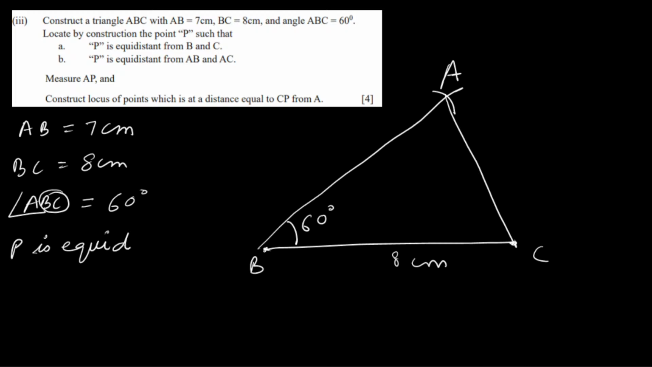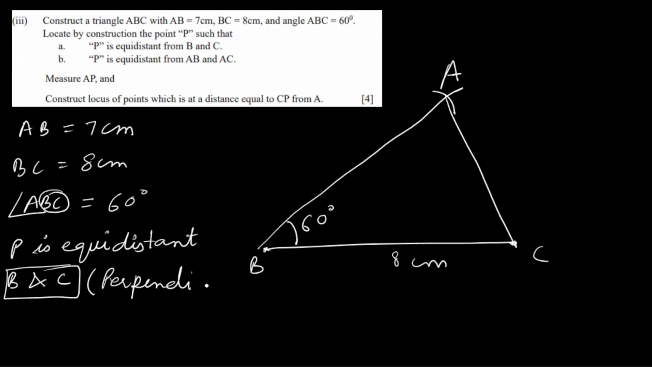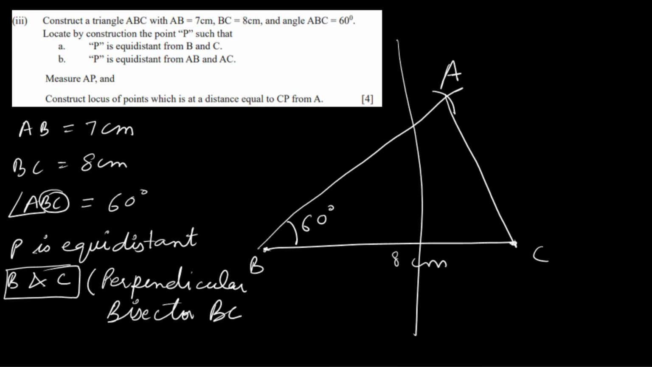So what we have to draw? Equidistant from 2 points, equidistant from B and C. So here what we have to draw is perpendicular bisector. Whenever we have to draw locus of the point equidistant from 2 points, that time we have to draw perpendicular bisector. So we have to draw perpendicular bisector of BC, of line segment BC, like this.